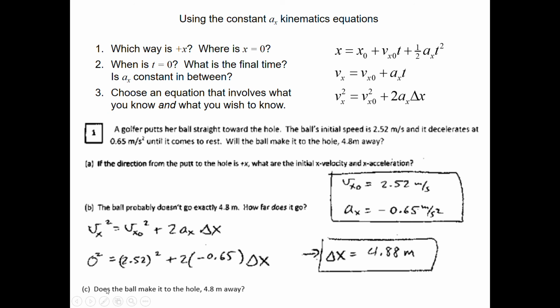So to answer the question, does it make it, if the hole weren't there, it would have gone 4.88 meters before coming to rest. Does the ball make it to the hole 4.8 meters away? Yes, it does, because it would have fallen in the hole before it came to rest. All right, that's our first example, and we're going to do another example shortly.